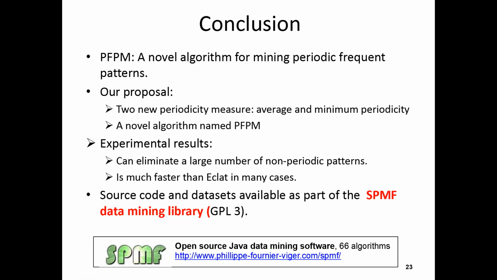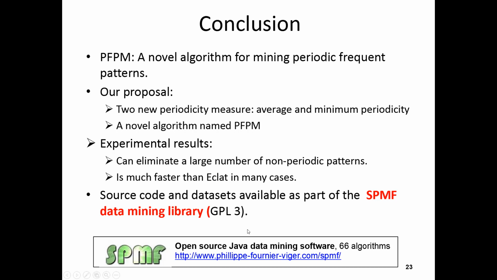Okay, so in conclusion, the PFPM algorithm is a new algorithm to find periodic patterns. We propose 2 new measures, the average and minimum periodicity, to give more control to the user, and a new algorithm, PFPM. We did some experiments. We find that we can eliminate many non-periodic patterns, and it is much faster than eclat in many cases.